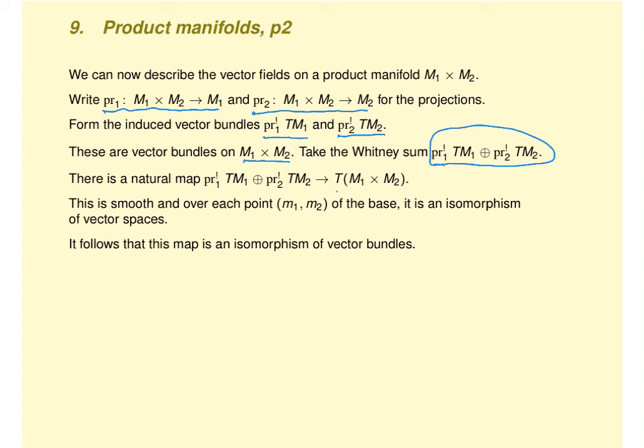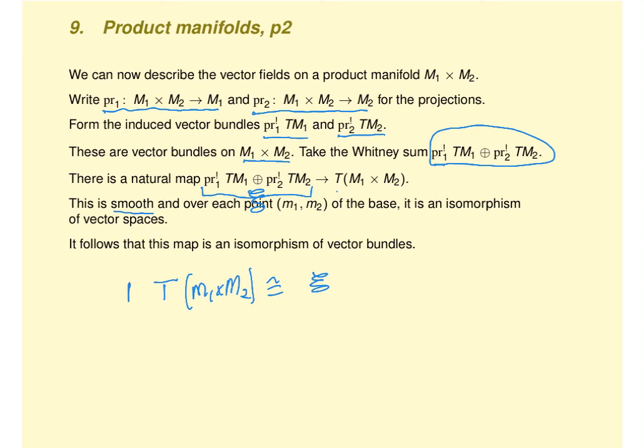It's smooth, that's easy to check. Over each point of the product base, the product of the manifolds, it's an isomorphism of vector spaces. So it is in fact an isomorphism of vector bundles. In other words, T of M1 cross M2 is isomorphic to, let's just call that xi for brevity.